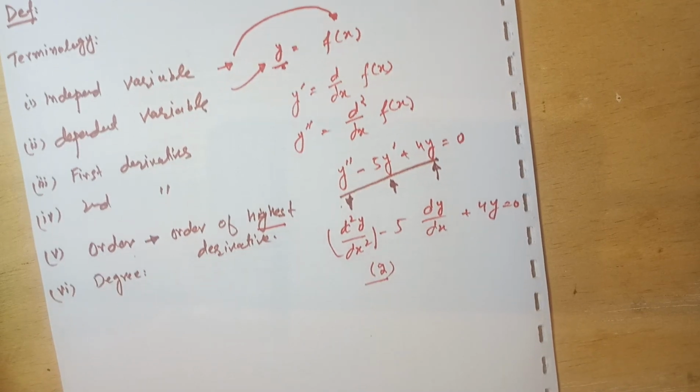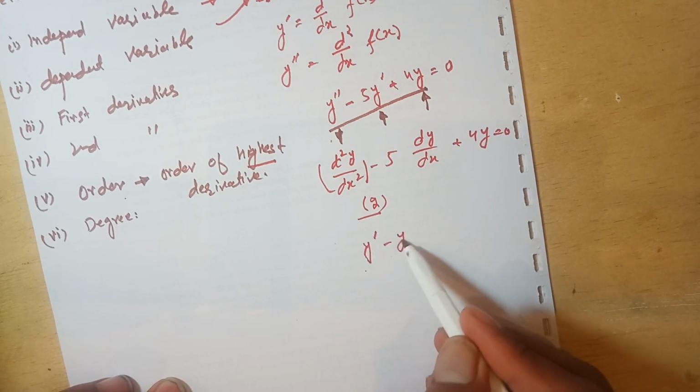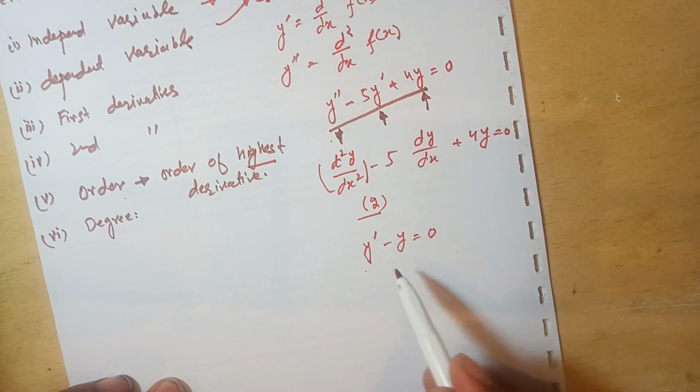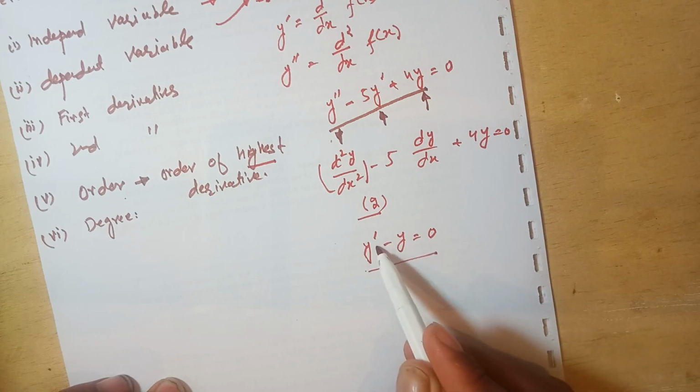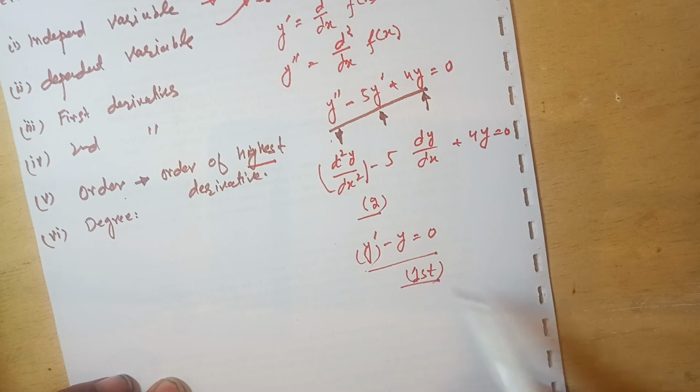If you take another example, y prime minus y is equal to 0, the order of this differential equation is 1 because here the highest derivative is the first. So the order of this differential equation is 1.